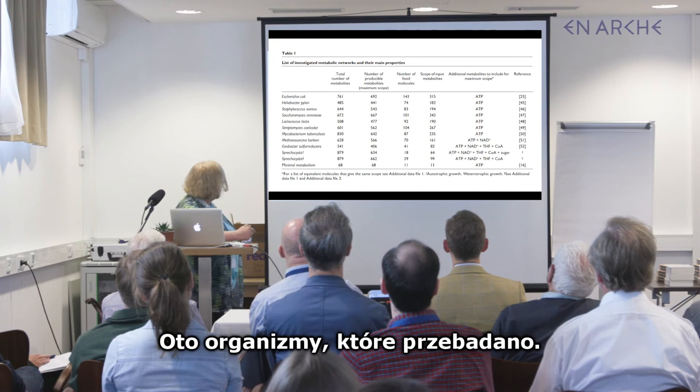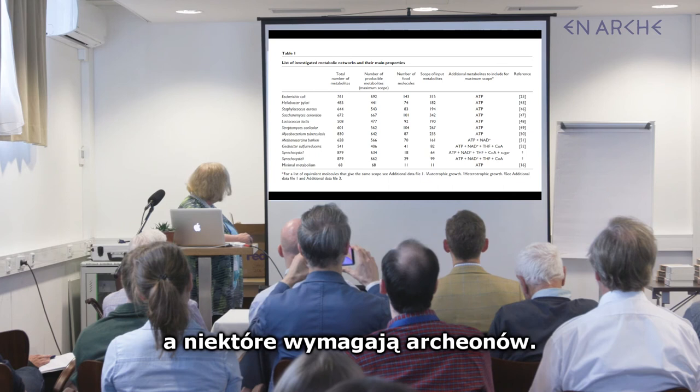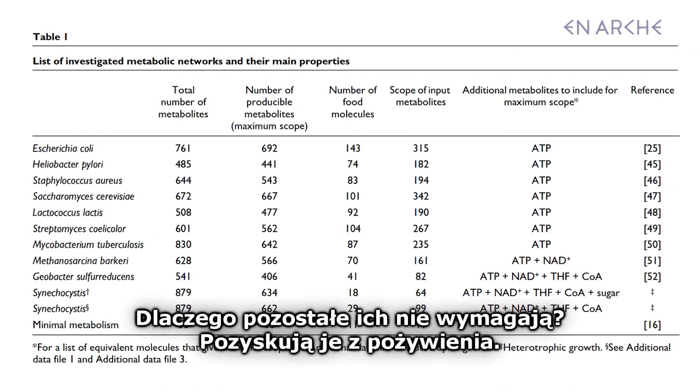Here are the organisms they looked at, the bacteria and the minimal metabolism. All of them required ATP, and some of them, that includes some of the archaea, included some other cofactors. Why do the others not require those cofactors? They get them from their diet.